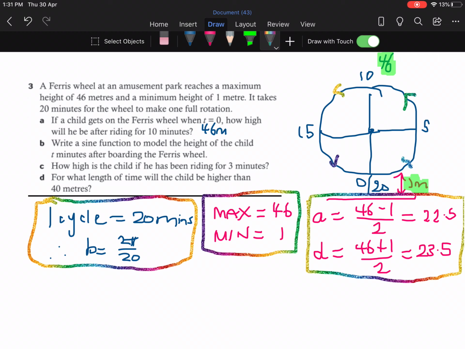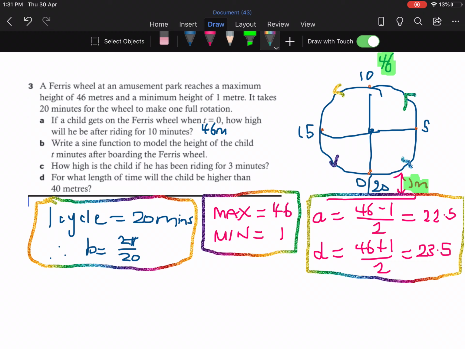You can see that 0 start, then if it's 10 at the maximum, that must mean that it's 5 at the quarter, 15 at the 3/4, and then back round to 20 minutes and back round to the start. So that's kind of the picture that I've set up.